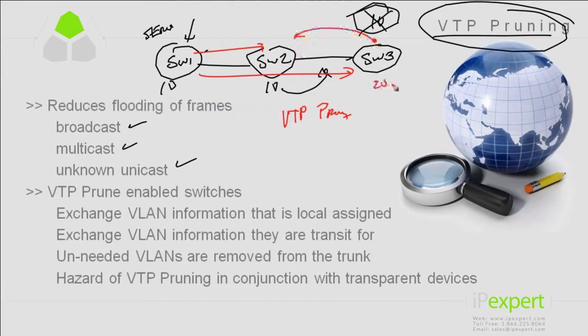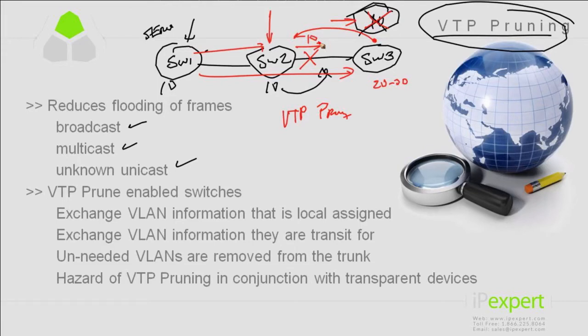So let's say I needed 20 to 30, but I do not need 10. Well, what's going to happen is by virtue of the fact that my neighbor, SW3, on SW2 is not sending me requests for VLAN 10, I'm now going to prune VLAN 10 from this link.